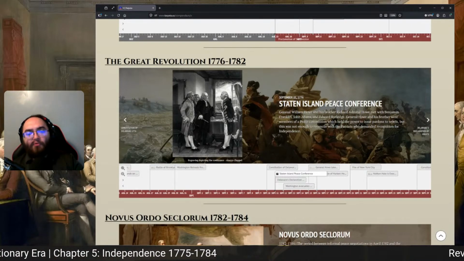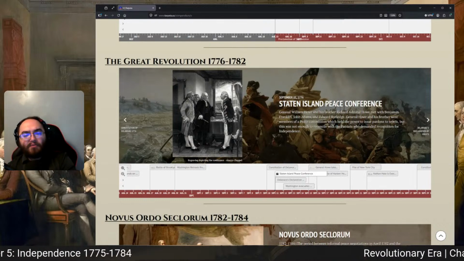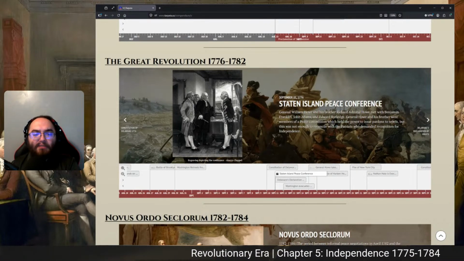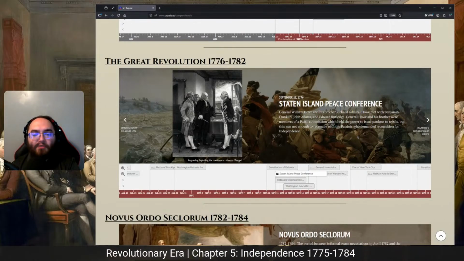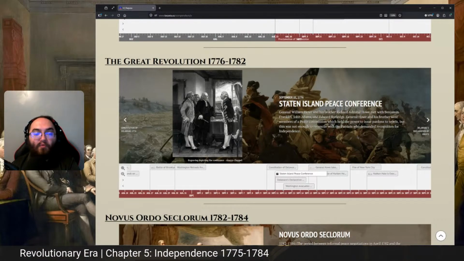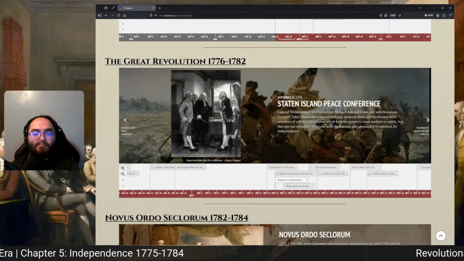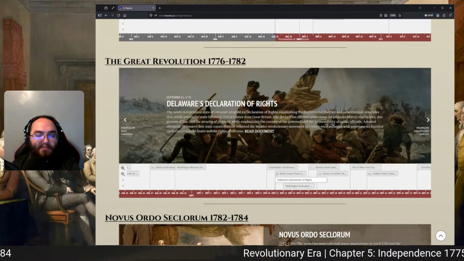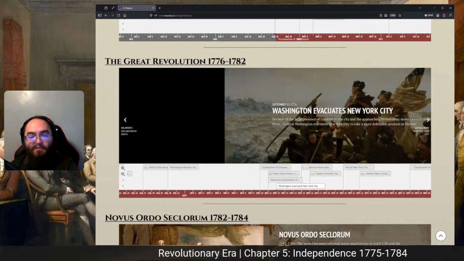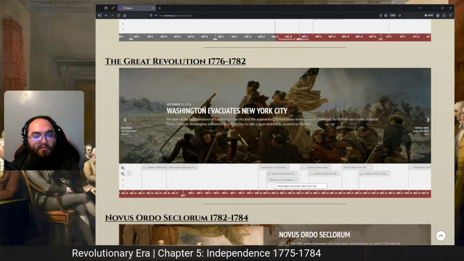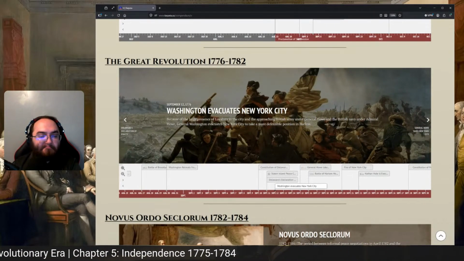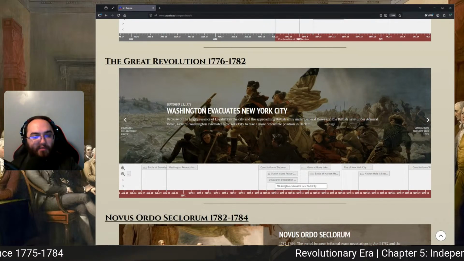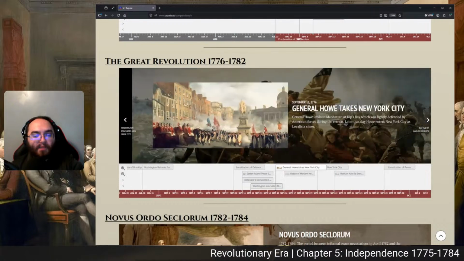General Howe and his brother were members of a peace commission which held the power to issue pardons to rebels, but this was not enough to reconcile with the Patriots, who demanded recognition for independence. Delaware will pass its own Declaration of Rights, similar to the Virginia Declaration of Rights. Washington will evacuate New York City in southern Manhattan, and he will go to Harlem in northern Manhattan.